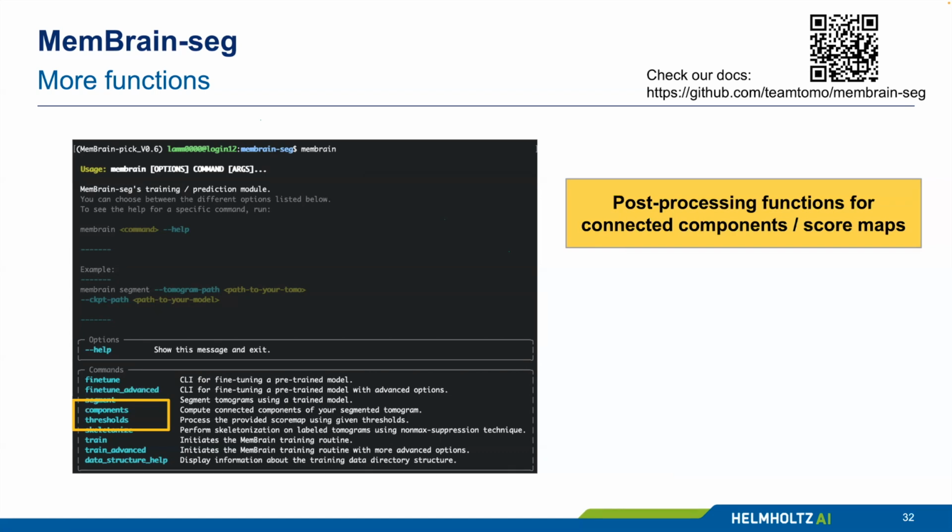So the components and thresholds, that's very close to what I showed you before. The components, in this case, is just post-processing where you would feed in the binary segmentation and then get the connected components labeled with different integers. And the thresholds functionality works very closely with the score map that you can output. Because once you have the score map, you can use this thresholds functionality to just set up a number of thresholds that you want to try maybe for your segmentation. And then this will just threshold the score map at these different values and output the segmentation so you can easily compare and choose the best threshold for you.